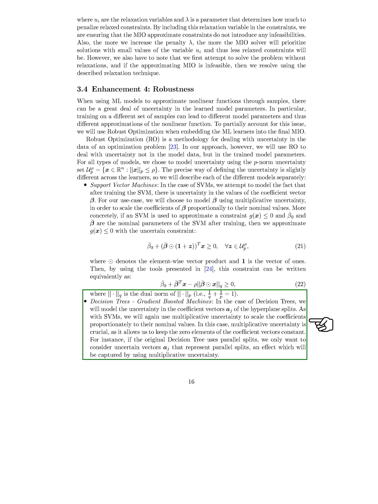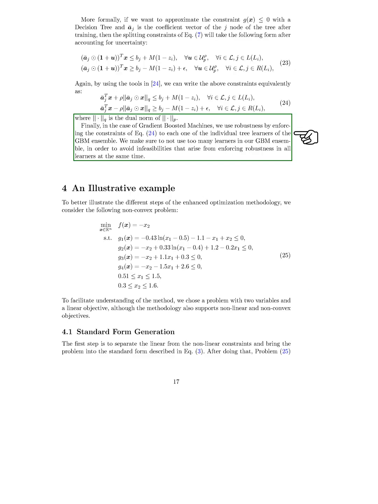For decision trees and gradient-boosted machines, we model the uncertainty in the coefficient vectors of the hyperplane splits. We again use multiplicative uncertainty to scale the coefficients proportionally to their nominal values. This is crucial as it allows us to keep the zero elements of the coefficient vectors constant. If we want to approximate a constraint with a decision tree, the splitting constraints take a certain form after accounting for uncertainty. These constraints can be equivalently written using certain mathematical tools. For gradient-boosted machines, we enforce the constraints to each individual tree learner of the ensemble. We ensure not to use too many learners in our ensemble to avoid infeasibilities that arise from enforcing robustness in all learners at the same time.